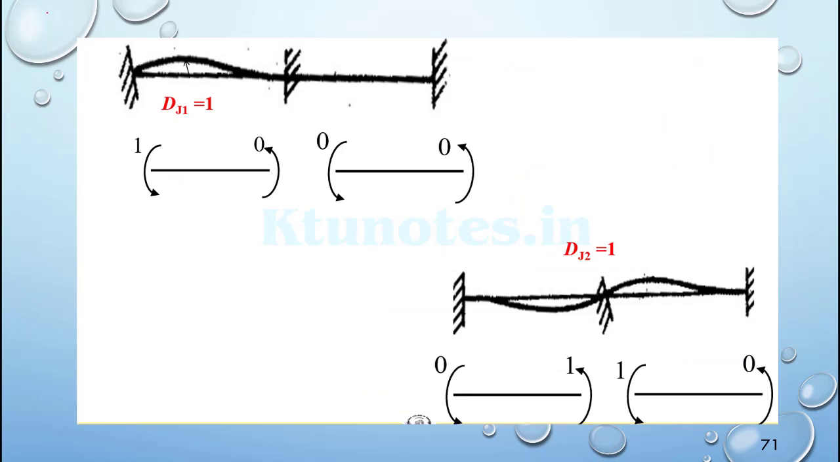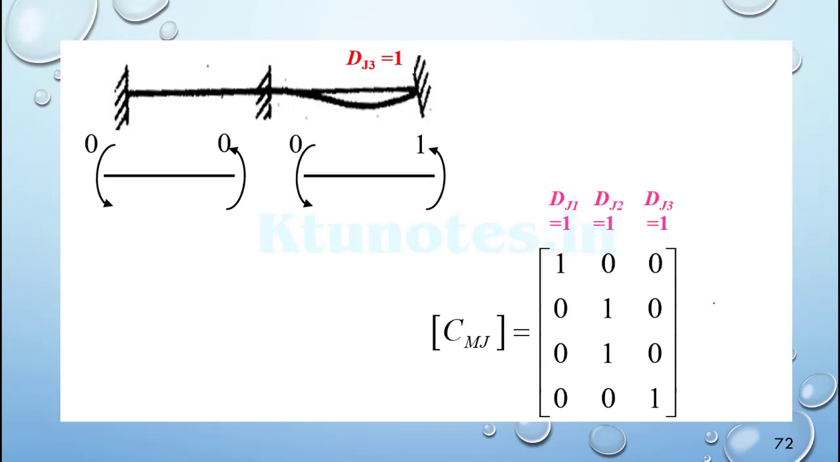Then to get the displacement matrix, for dj1 equal to 1, we are applying a unit rotation here, then all the other values will be 0, 0, 0, which is shown here. For dj2 equal to 1, we are applying a rotation here, so the rotation will be here also, so it will be 1, 1, and all others will be 0, 0. Similarly for dj3 equal to 1, only here there will be a rotation, all others will be 0. So the CMJ matrix is written accordingly.